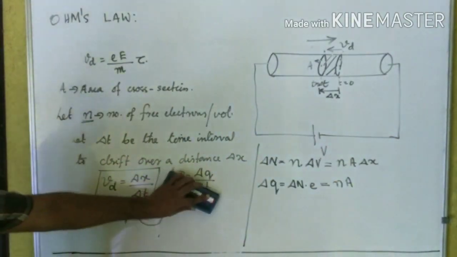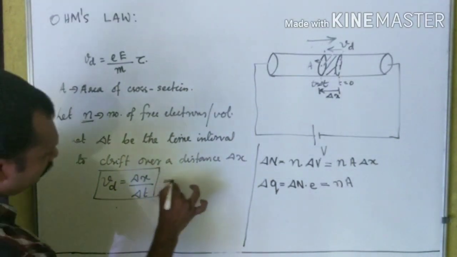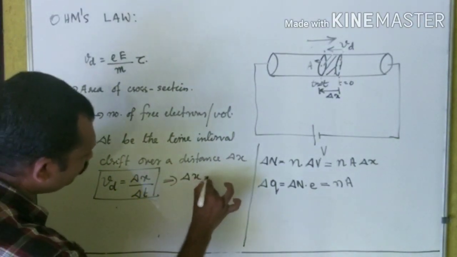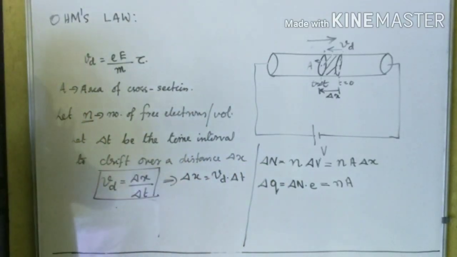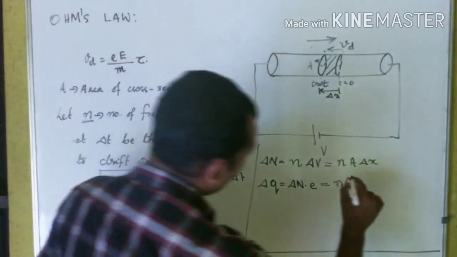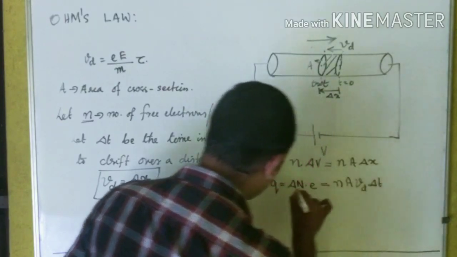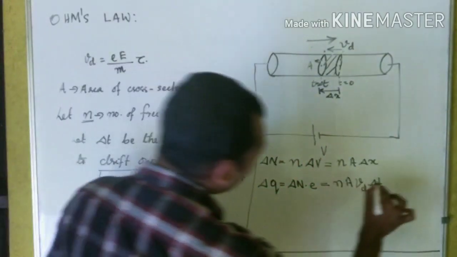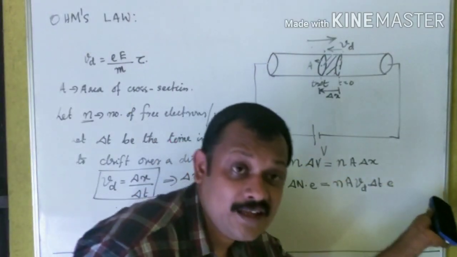From the earlier equation, I can write delta x is equal to Vd into delta t. So I'm going to write Vd into delta t, that gives you delta n. That should be multiplied with e.